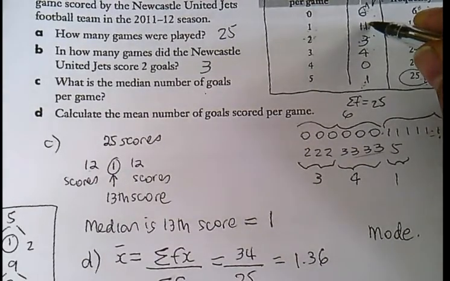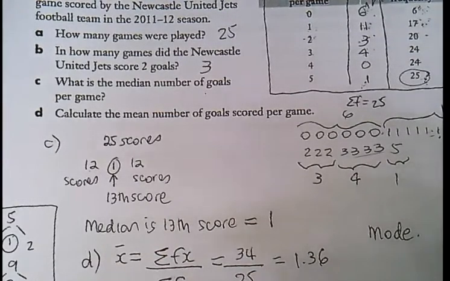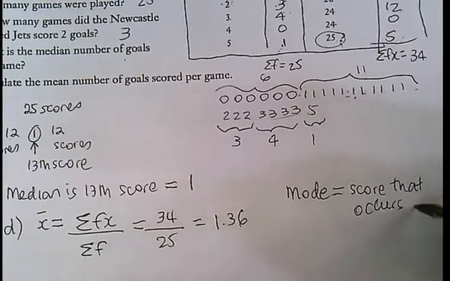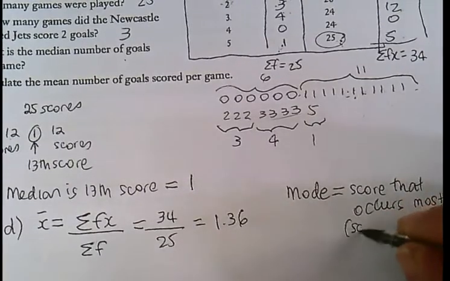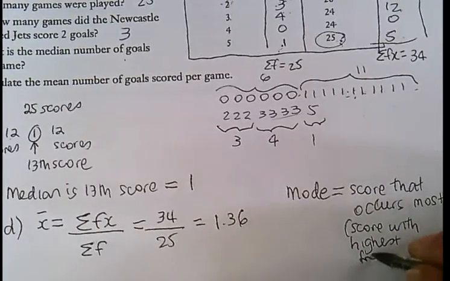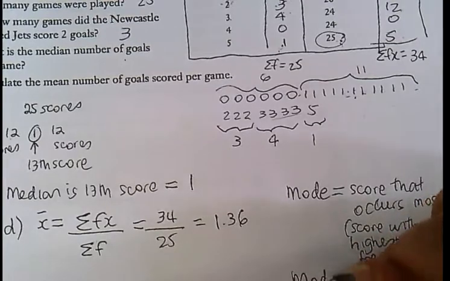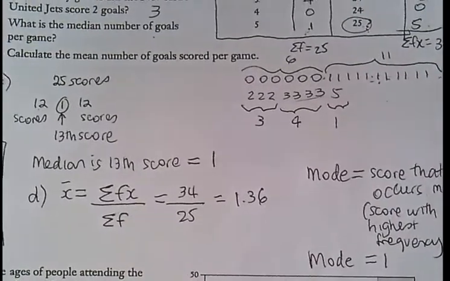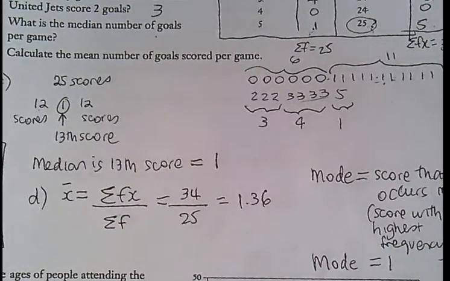The mode is the score with the highest frequency, or the score that occurs the most. That's the mode. Which is 1. Your mode is 1. Okay, so there are your 3 measures of location. They give you the center. Whereabouts is the center of this data?